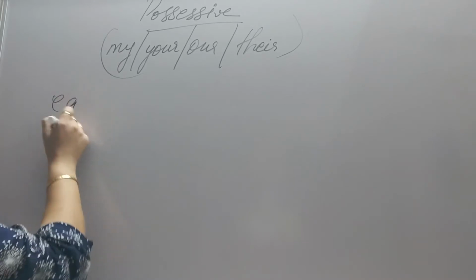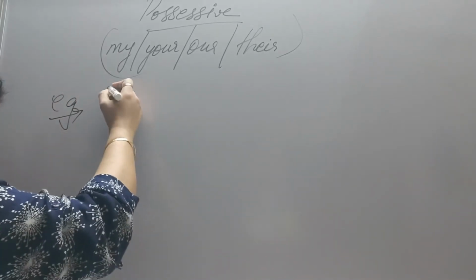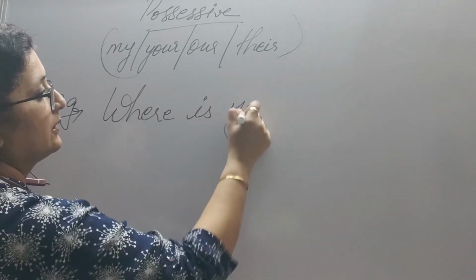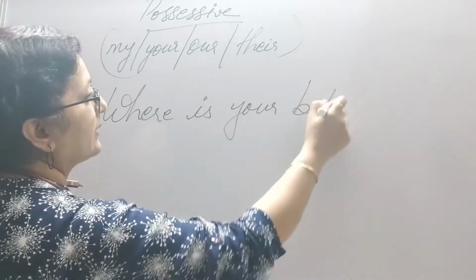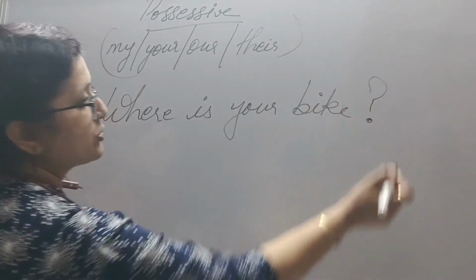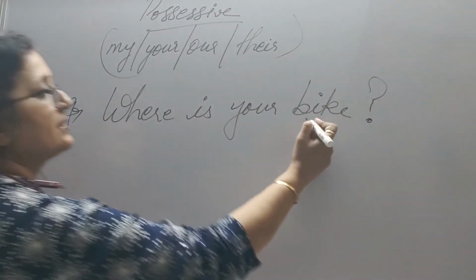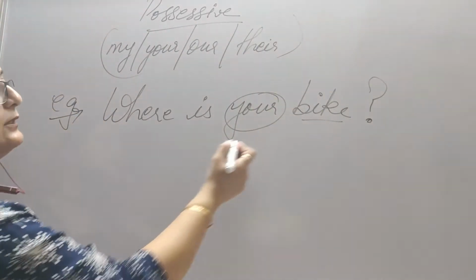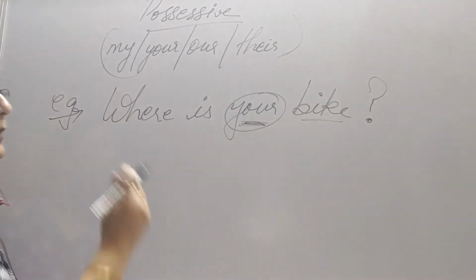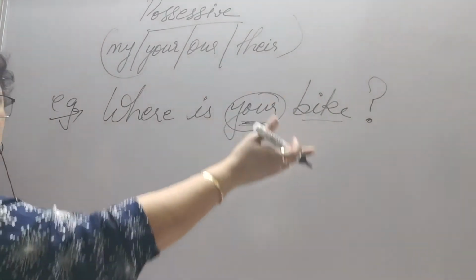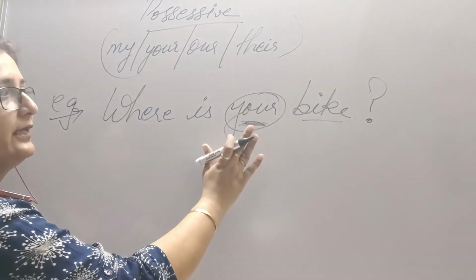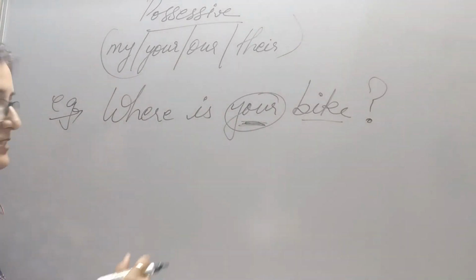We use them there. For example, if I put up a sentence which says, where is your bike? Of course, it's a question, so a question mark will be there. And this is the noun. So what are we talking about the noun? Whose bike is it? This is your bike. Where is your bike? This is the possession of the noun it is talking about. So it's determining the possession of the noun. Here, your is a possessive determiner.